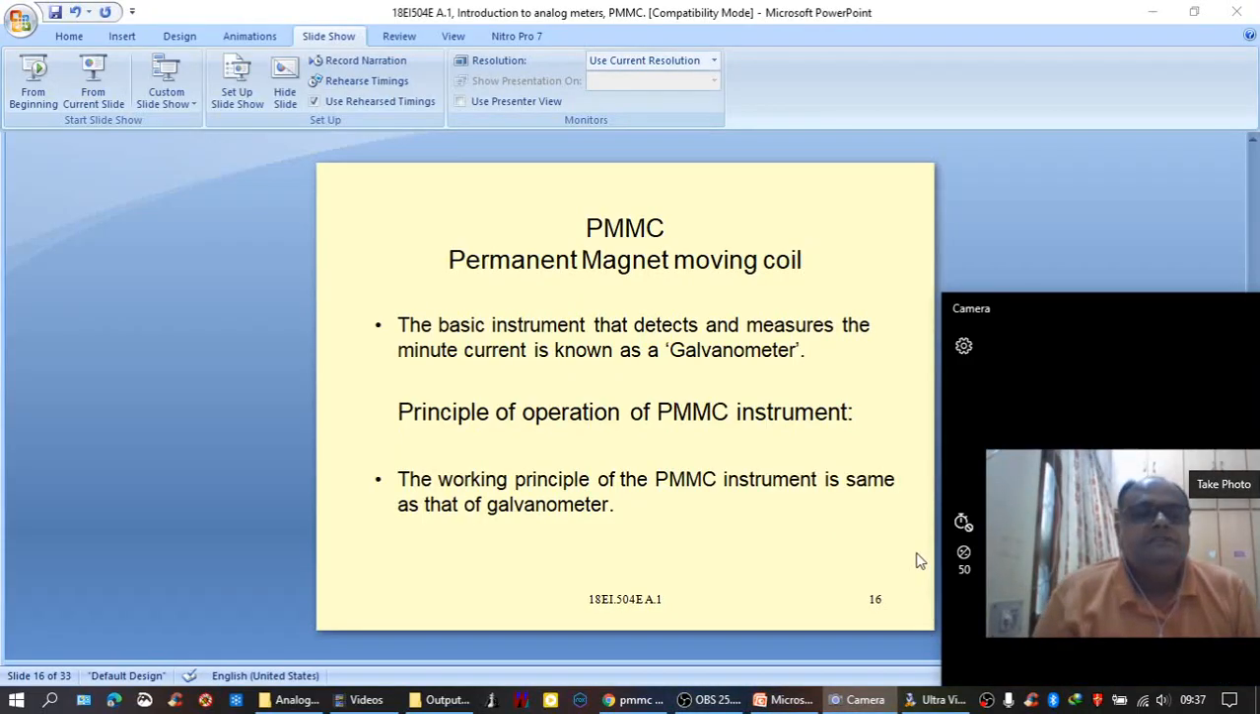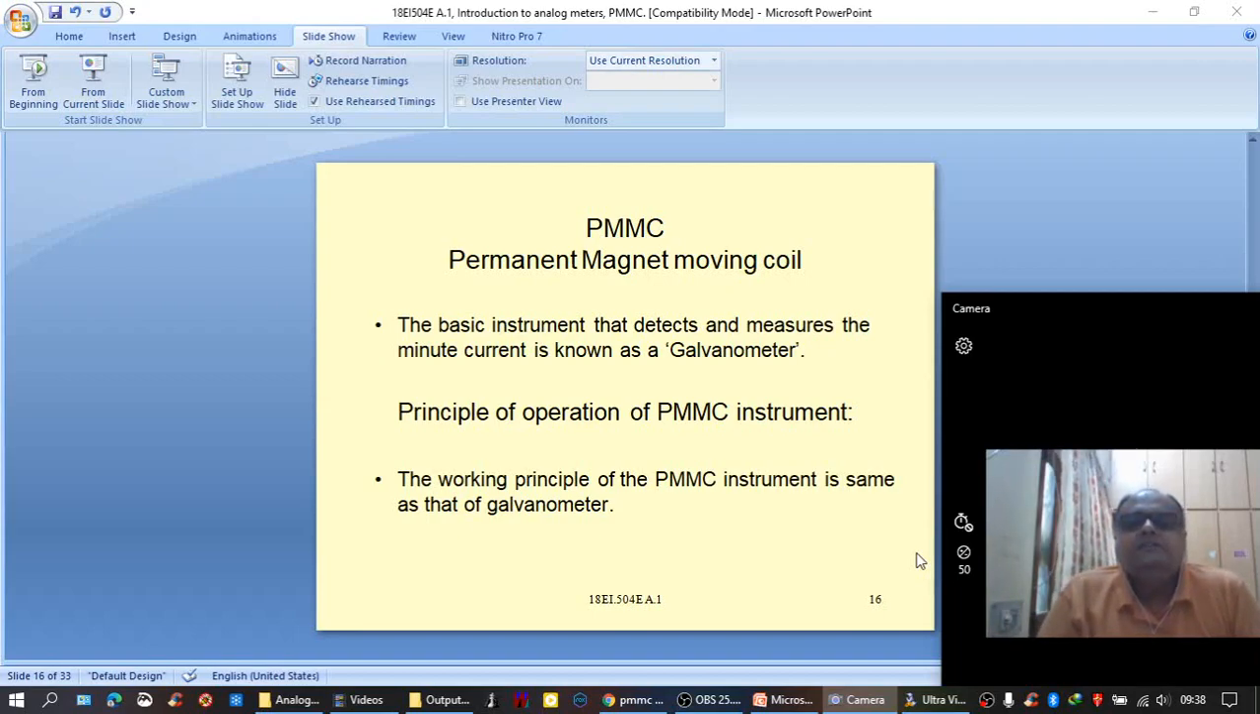Hello friends, till now we discussed what is a measuring instrument, what is an electronic measuring instrument, what is a voltmeter, what is an ammeter, what are the characteristics of an ideal voltmeter, what are the characteristics of an ideal ammeter, and what are the specifications of measuring instruments.